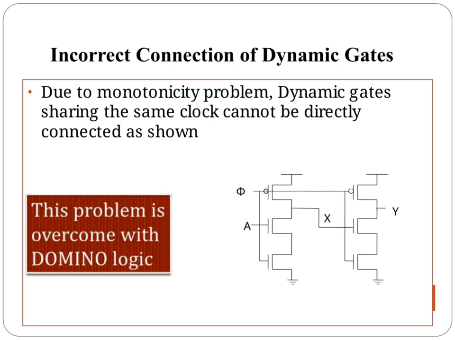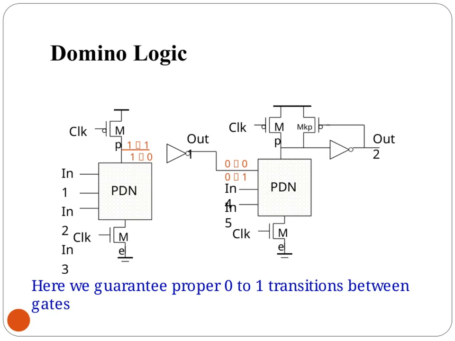The labels Y, A, X, and F on the diagram help us identify the relevant signals and nodes involved in this situation. Let's take a closer look at domino logic. This slide shows key components like the pull-down network, or PDN, and various inputs, such as in 1, in 2, and in 3. We also see important signals, including ME, MP, and the clock signals labeled CLK. The outputs are indicated as out 1 and out 2 for different sections. Notice how the circuit ensures timing synchronization with the clock signals controlling the logic flow.